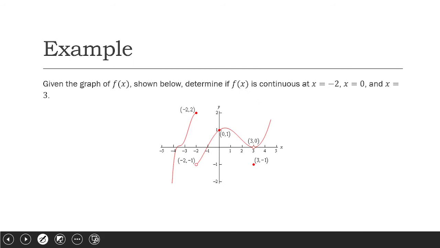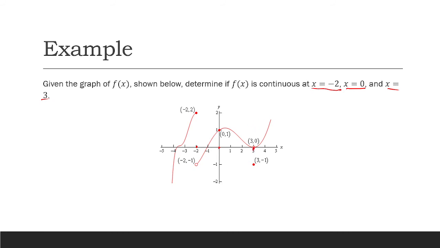Now, let's look at this example. So, given the graph daw of f of x shown below, determine if f of x is continuous at x is equal to negative 2, x is equal to 0, and at x is equal to 3. So, ito yung graph natin. Ang tinatanong is, continuous daw ba itong f of x natin at this point? First one is at x is equal to negative 2, this point. X is equal to 0, itong point na to. And that x is equal to positive 3, which is this point.